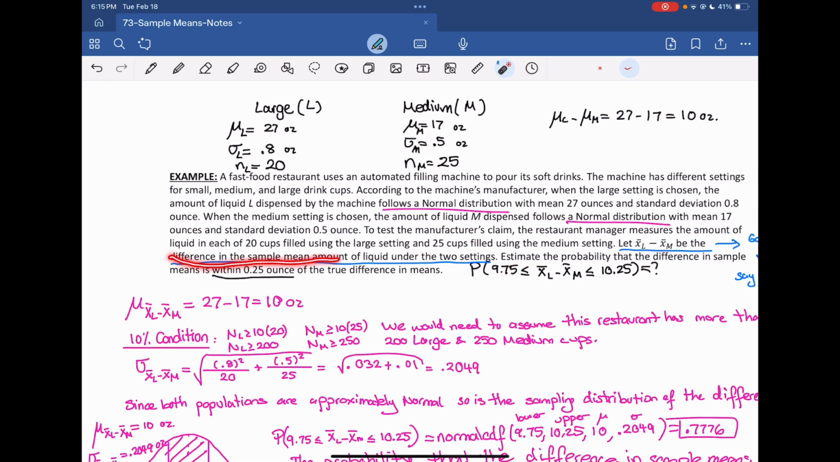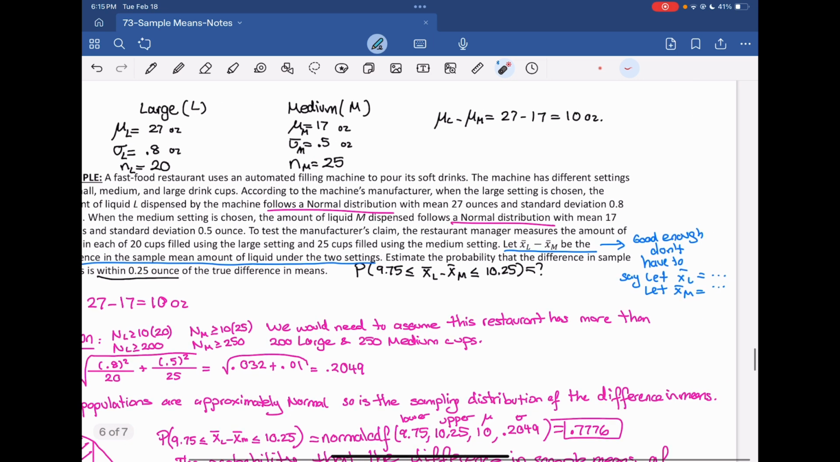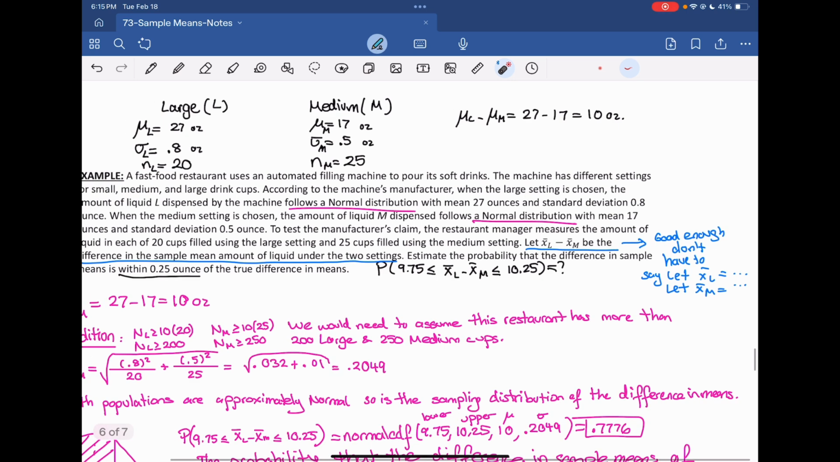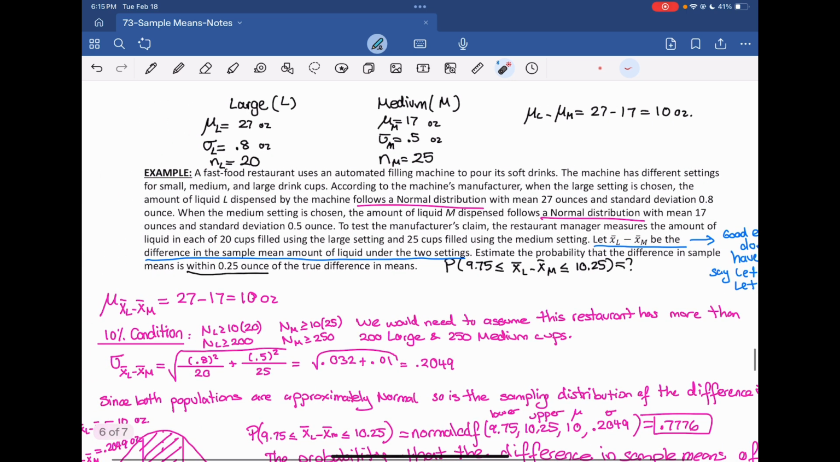All right, so it already gives you the "let" part. Let X_L and X_M be the difference in sample means of the amount of liquid under the two settings. They already told you what it is. You do not need to rewrite that. Good enough. Now estimate the probability that the difference in sample means is within 0.25 ounces of the true difference of means.